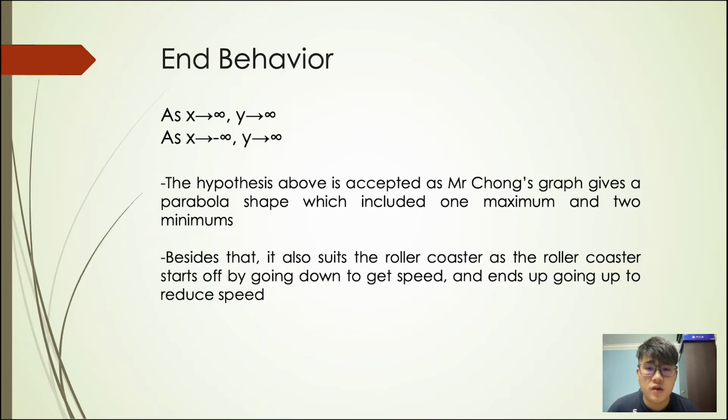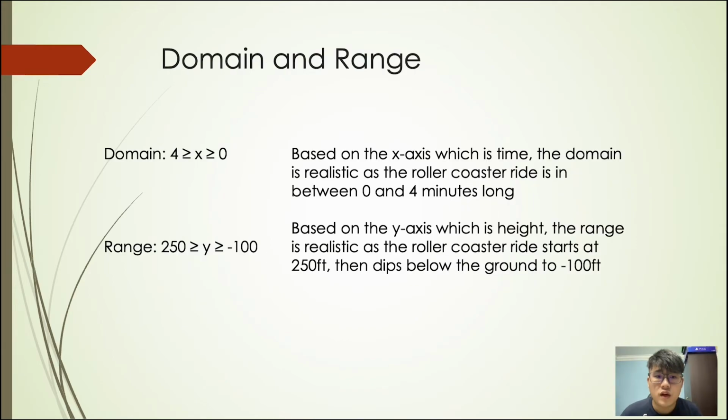Besides that, it also suits the roller coaster that starts off going down to get speed and ends up going up to reduce speed. After that, Mr. Chong finds the domain and range. The domain of the graph is x between 0 and 4, while the range is y between negative 100 and 250.